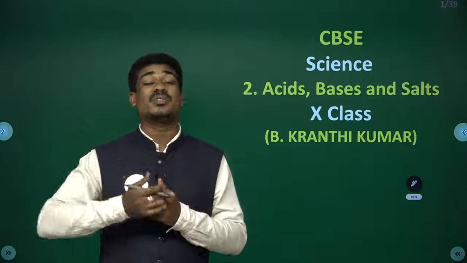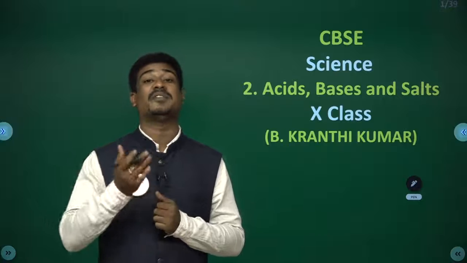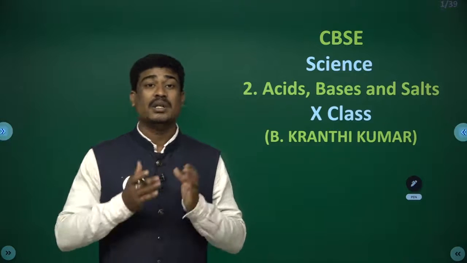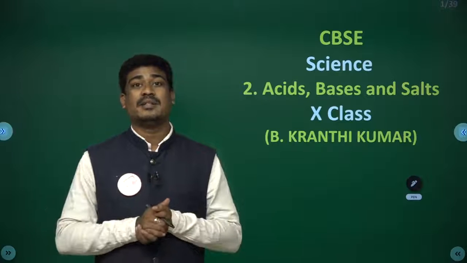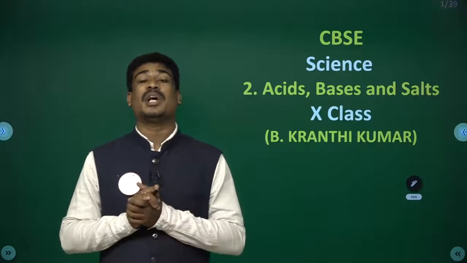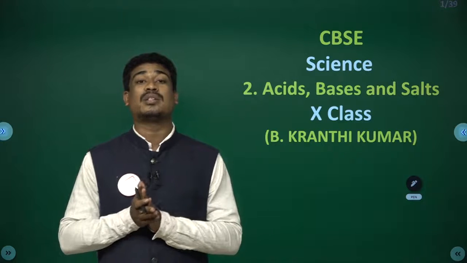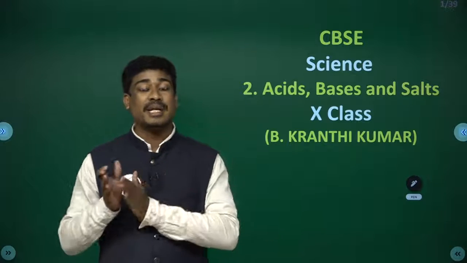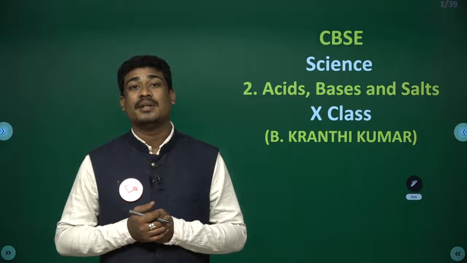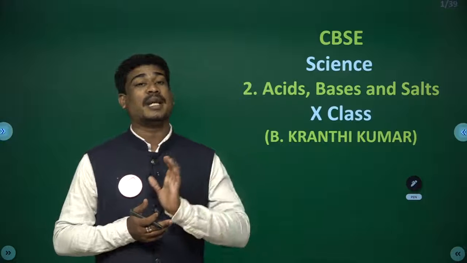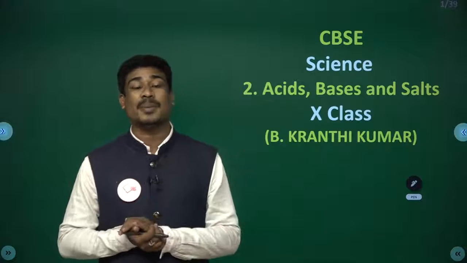After that, there are some more synthetic indicators, methyl orange and phenolphthalein indicator. Even with those we can test acids and bases, right? So in this chapter we are going to discuss acids and bases, their chemical properties, acidic properties and basic properties.